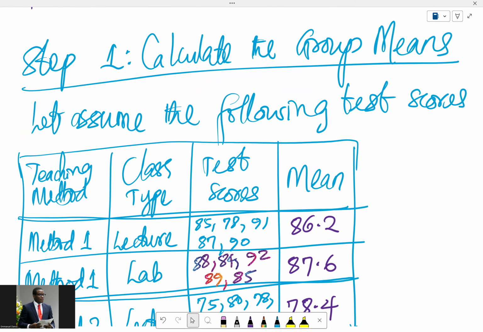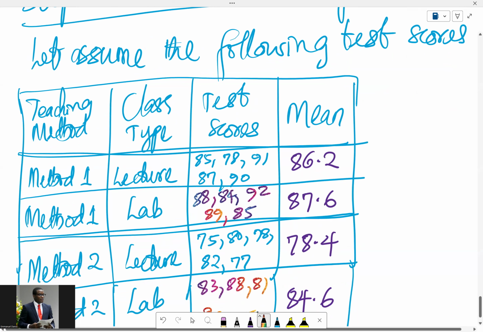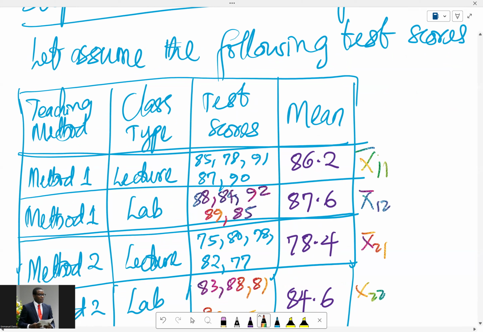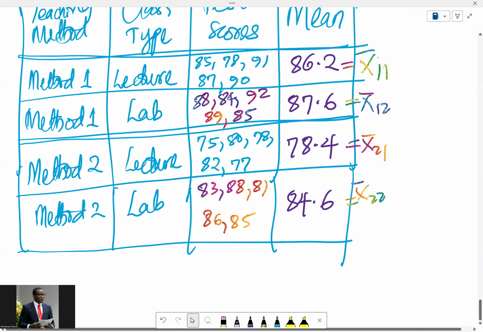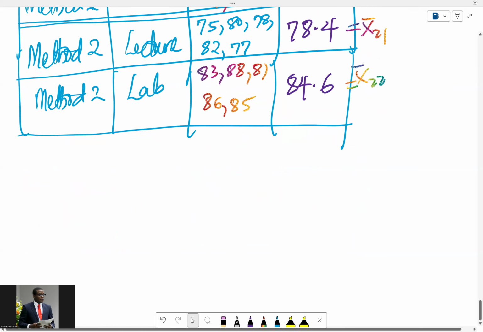Okay, group means done. If you follow my calculation, you can call this X bar. This is X11 bar, X12 bar, then this is X21 bar, and this is X22 bar, for easy identification. So those are the means. That's step 1. We have calculated the group means. Now let's go for step 2.